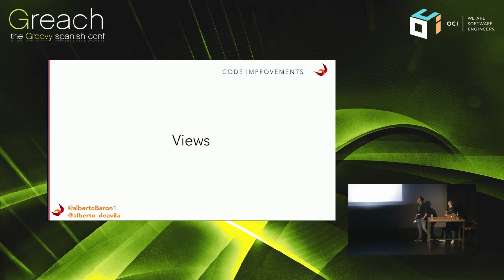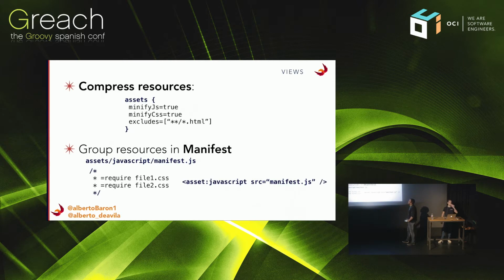Okay. And what can we do to improve the performance in our views? First of all, we can compress the resources. We can use the asset pipeline plugin to minify the JavaScript files, the CSS files, or even group them all in a manifest and include that manifest in the view.